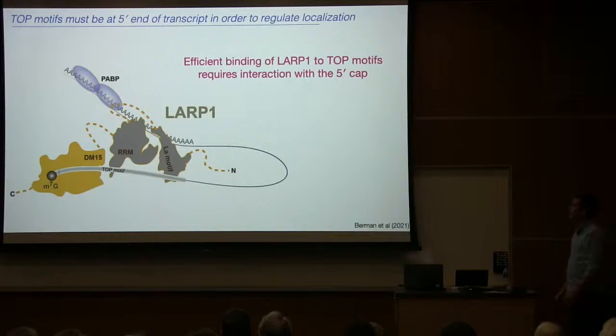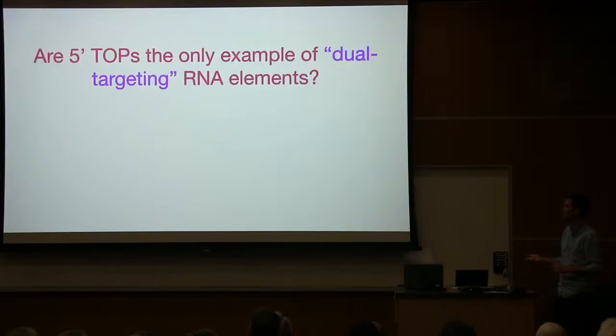So it turns out that it's known that LARP1 has at least 2 different RNA binding domains, one of which recognizes TOP motifs, but the other directly interacts with the 5' cap. And you actually need both of these domains engaged at the same time with RNA in order to get efficient binding. So if you take this TOP motif and put it in the 3' UTR, LARP1 can't bind it anymore, and we think that's why it's not able to be localized.